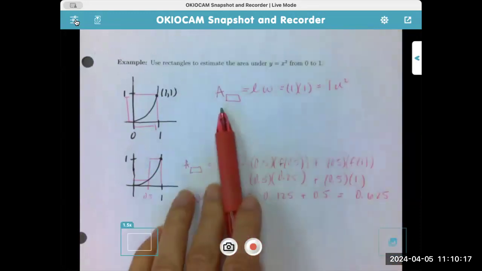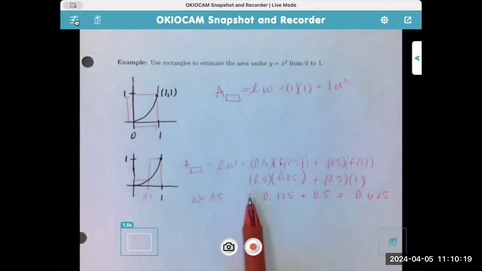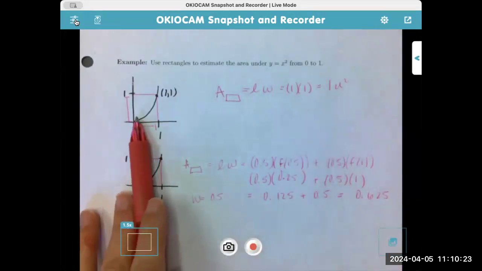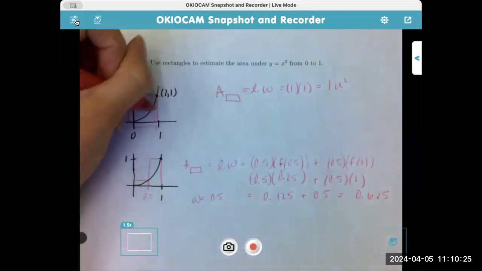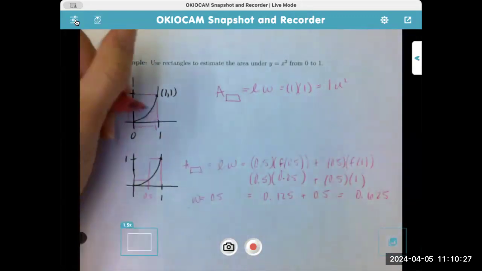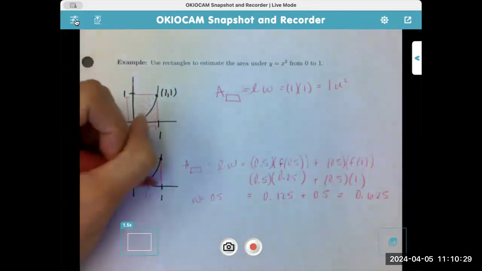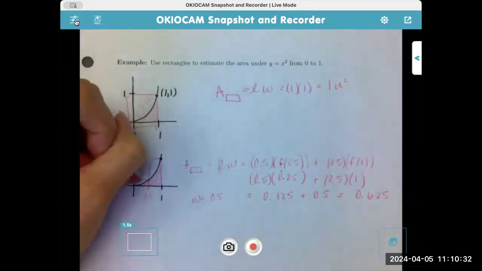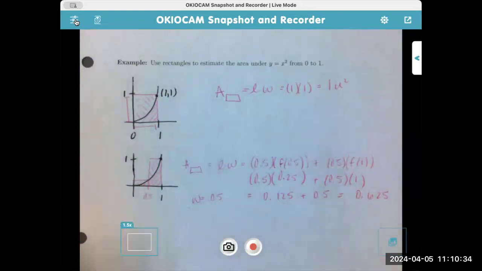0.625. So we're now getting closer to what the actual area under this curve is, right? Here we see that we have only this area is what we want, but we have all of this extra. Here's what we want, but all of this extra.